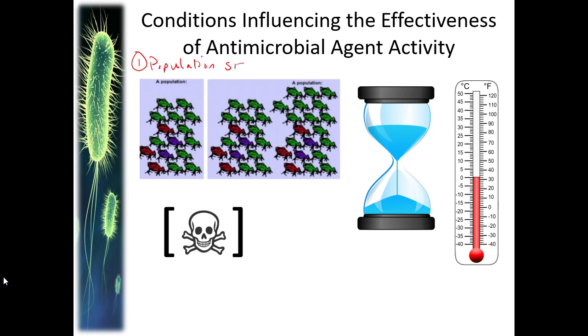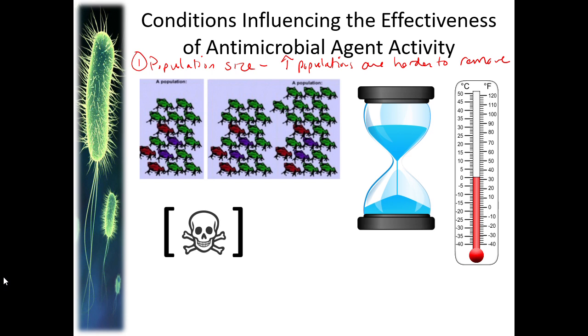population size. So which do you think is going to be easier to get rid of? A large population of microbes or a small population of microbes? Small, see? You got this. Exactly. So large populations are harder to remove. And that just makes sense, right? Because there's more of them there.